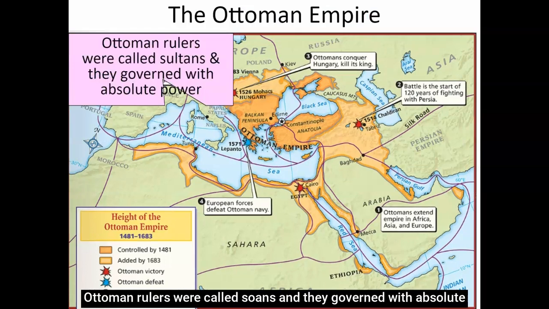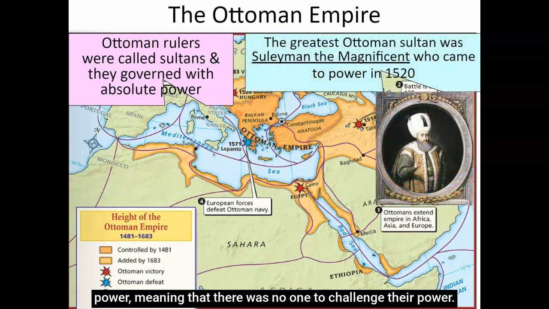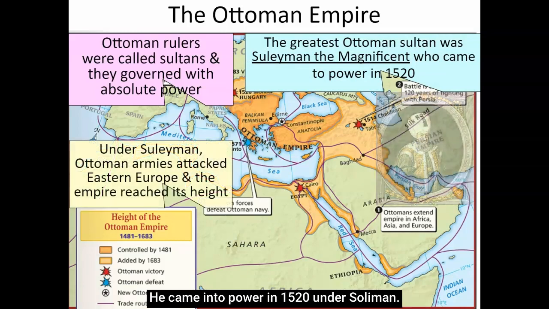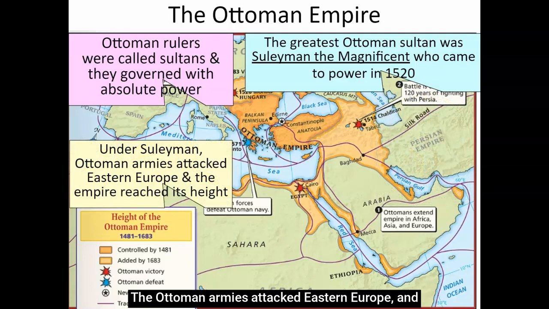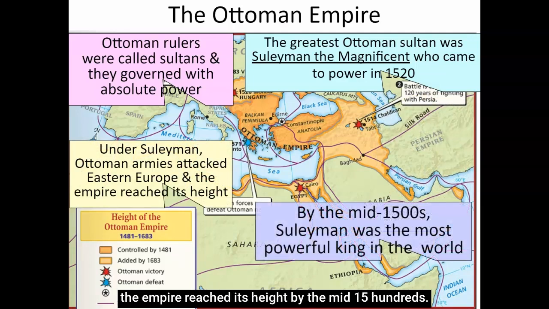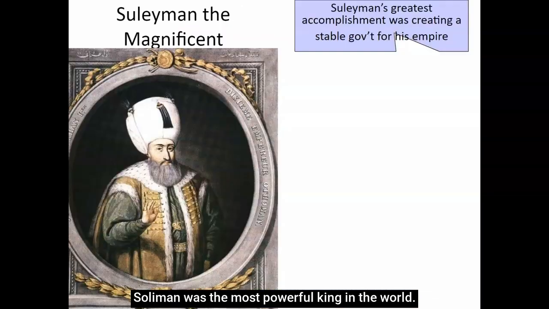Ottoman rulers were called sultans, and they governed with absolute power, meaning that there was no one to challenge their power. The greatest Ottoman sultan was Suleiman the Magnificent. He came into power in 1520. Under Suleiman, the Ottoman armies attacked Eastern Europe, and the empire reached its height. By the mid-1500s, Suleiman was the most powerful king in the world. So here are some of his greatest accomplishments.